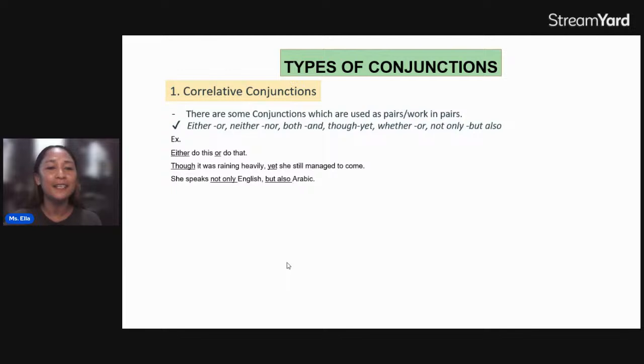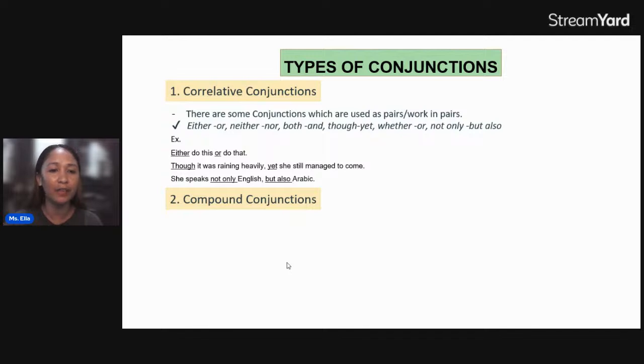So here we have correlative conjunctions. Why are they correlative? Because in each sentence it's not just one conjunction, but two conjunctions working in pairs. We have either...or, though...yet, and not only...but also. That's why it's called a correlative conjunction: the two parts coexist in one sentence.